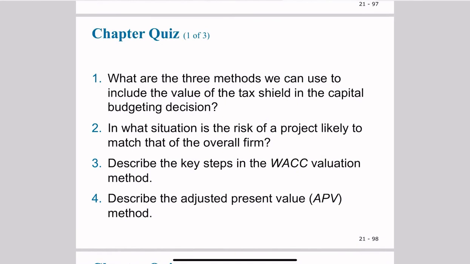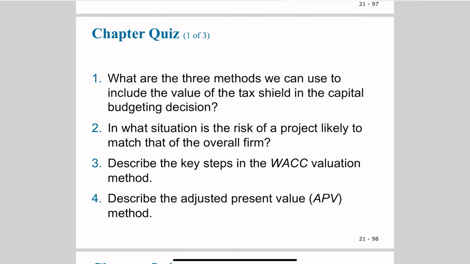First, what are the three methods we can use to include the value of the tax shield in the capital budgeting decision? Well, three methods, right? The WACC method, the APV method, and the flow to equity, that is the FTE method.